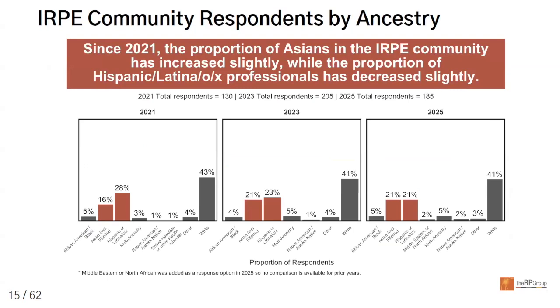All right. So one thing that you have here again on the bottom, we have it by ancestry on the graph, and then we have it over the 3 different times that this survey was given. And so the overall piece of those respondents that took the survey this time, we had proportions of Asians increased, and also for Hispanic, Latina, O, and X professionals has decreased slightly, given the past ones.